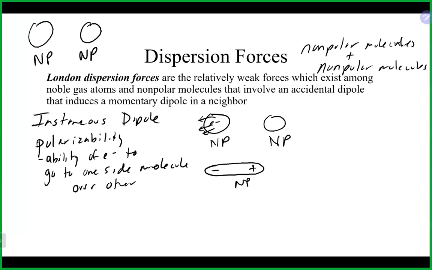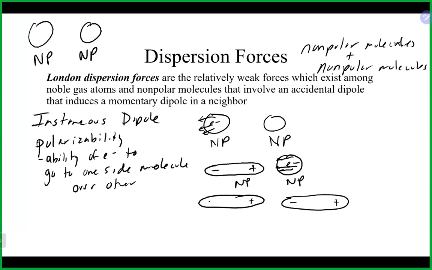So if all the electrons decided to go to the left-hand side of the molecule, that side will now be more negative. The other side will become more positive, where it normally doesn't have that. And if that molecule is sitting next to another nonpolar molecule, the electrons in this one are going to decide, oh, there's a positive charge, let's head that way. And now this second nonpolar molecule that normally doesn't have a charge will temporarily gain a charge.